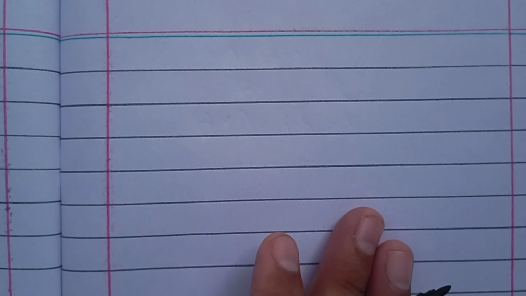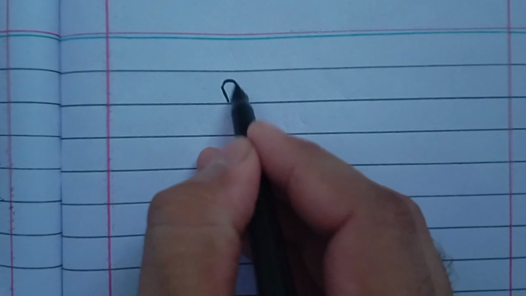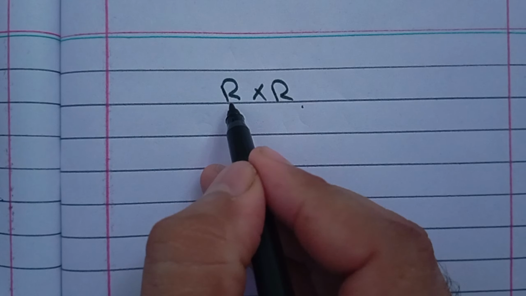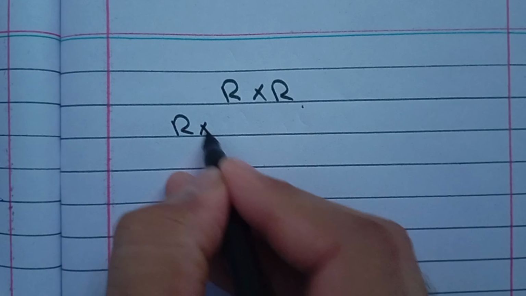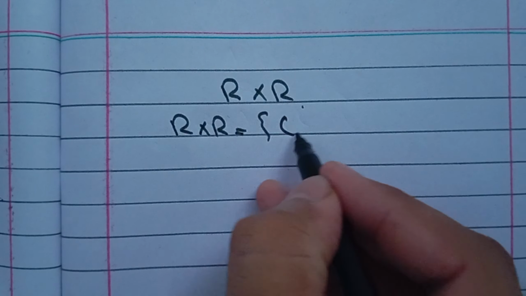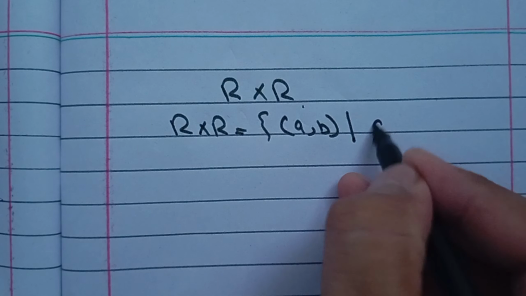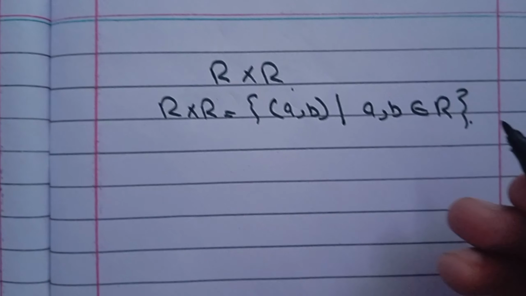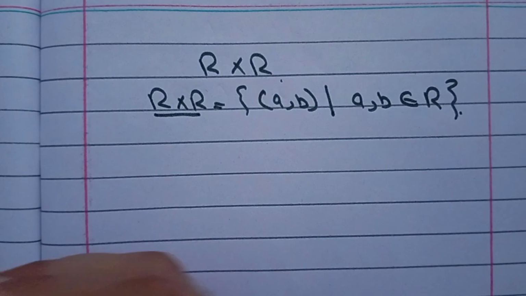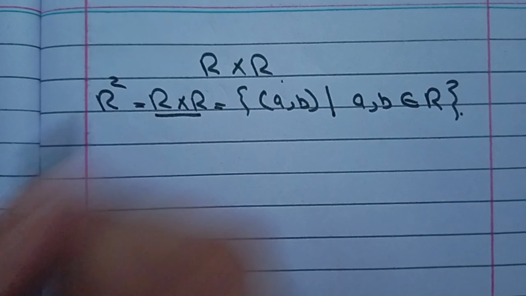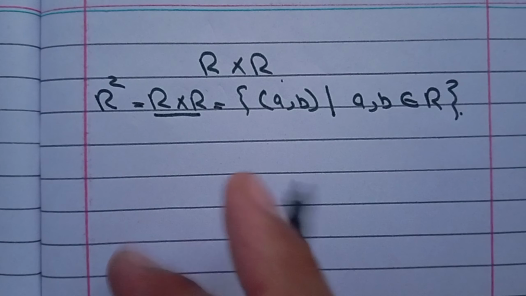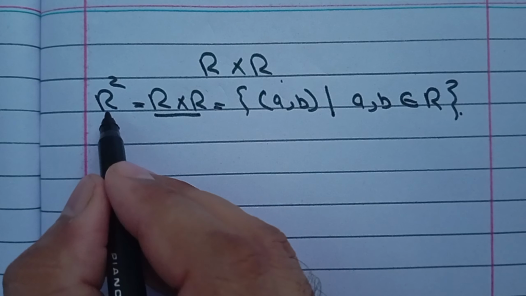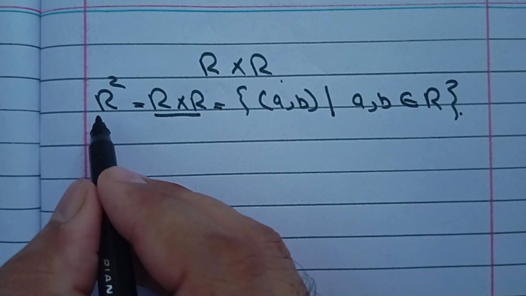Now let's take one more example. What will be the Cartesian product of the set R with itself? As we know that R is the set of real numbers, so the Cartesian product of R is the set of all ordered pairs (A, B) such that both elements A, B belong to set R. This is the Cartesian product of R with R, or we can say R square. Cartesian plane is the geometrical representation of R square.